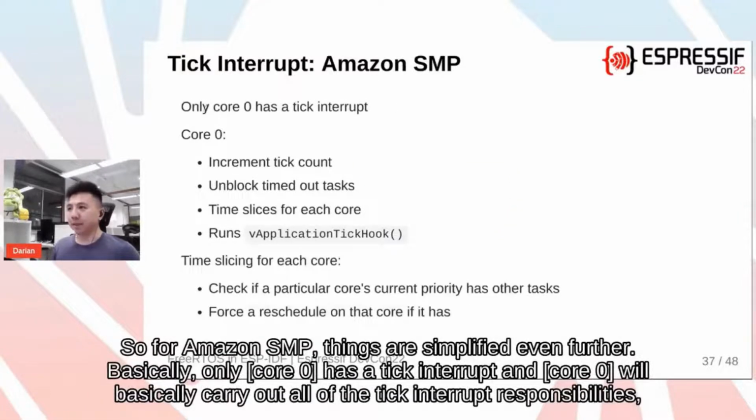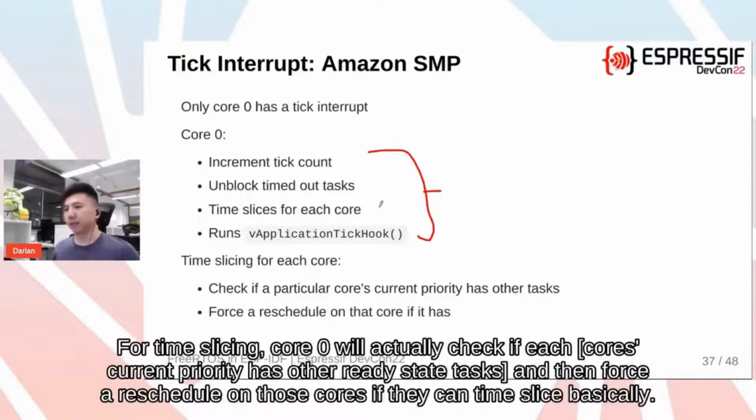For Amazon SMP, things are simplified even further. Only core 1 has a tick interrupt, and core 1 will carry out all of the tick interrupt responsibilities. But for time slicing, it will check if each core's current priority has other ready state tasks of the same priority, and then force a reschedule on those cores if they can time slice, basically.